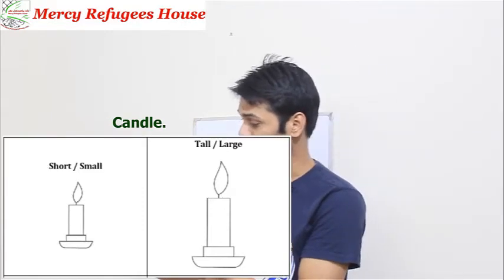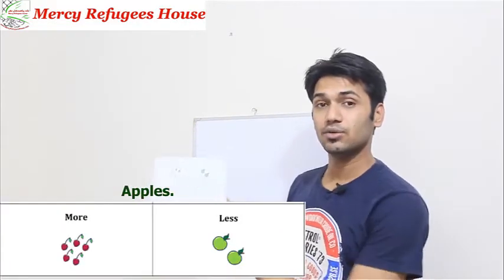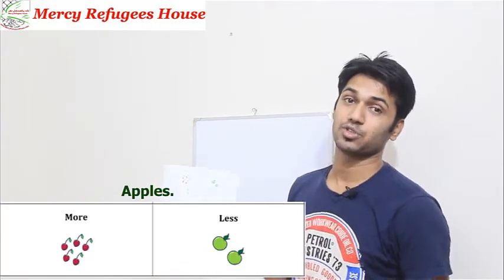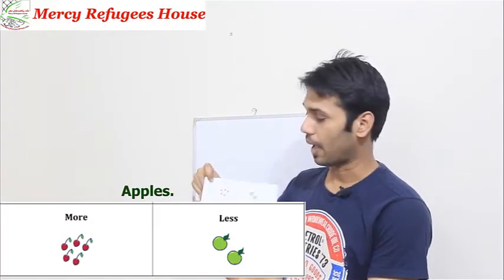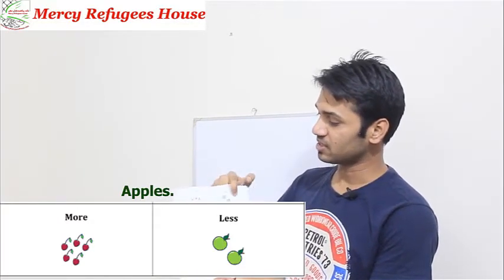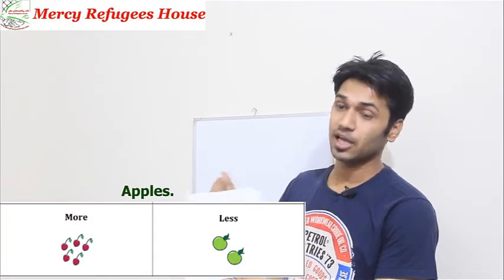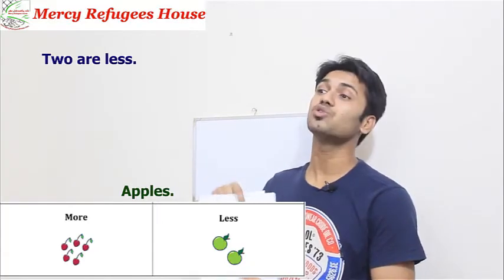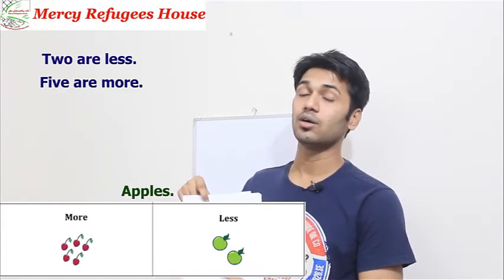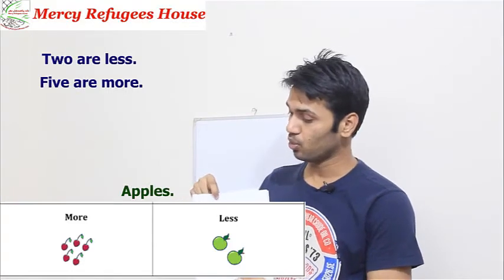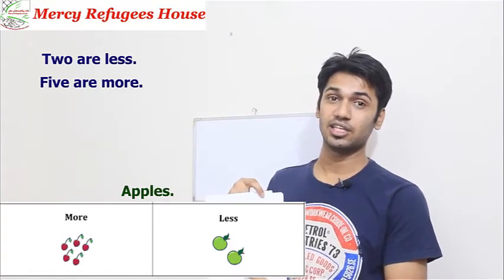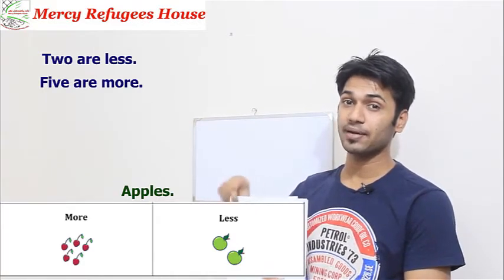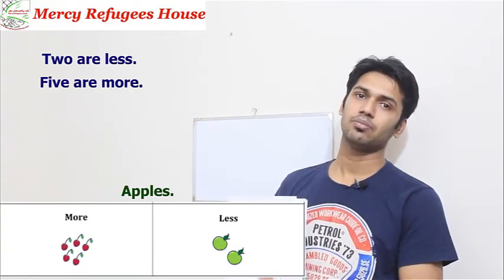Now look at this one. Here, how many apples can you see? We have 1, 2, 3, 4, 5. That's why we are saying more apples. What are we saying here? More apples. Here we are saying less than this. This 5 and this 2. Which one is less? These 2 are less. And which one is more? These 5 are more. That's why we are saying more apples here, and less apples here. See, we are comparing between two groups of apples.